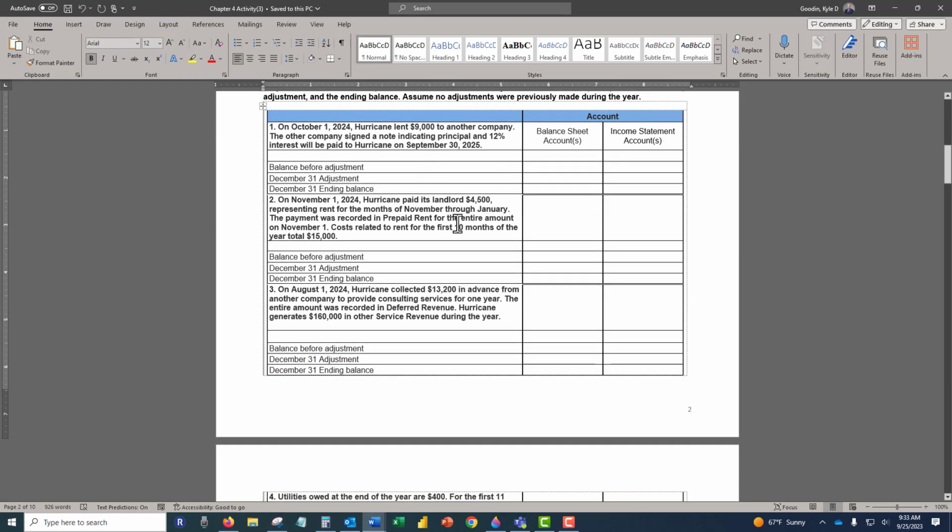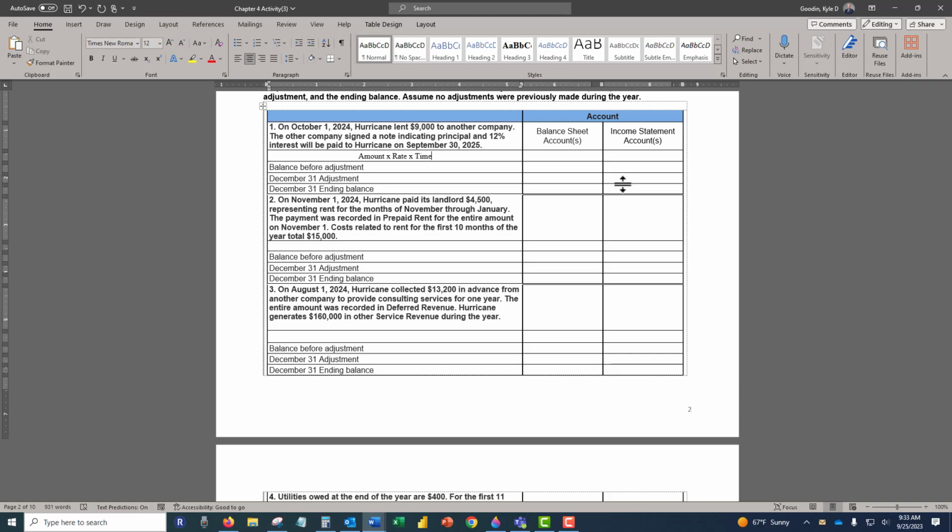Okay, so remember, what we're doing here is not those original journal entries. What we're doing is looking at the adjustment that needs to happen after those original journal entries were made. So for instance here, let's say October 1st, 2024, Hurricane lent $9,000 to another company. The company signed a note indicating principal and 12% interest will be paid to Hurricane on September 30th, 2025. So here's where we're going to use that ARC formula, right? The amount times the rate times the time. This is what's going to help us do this.